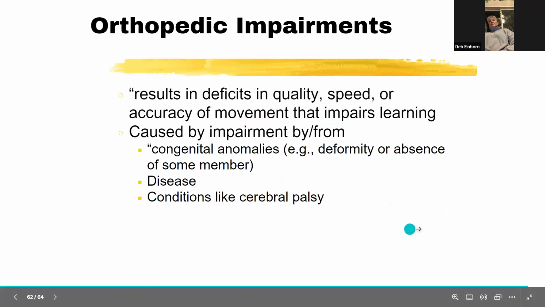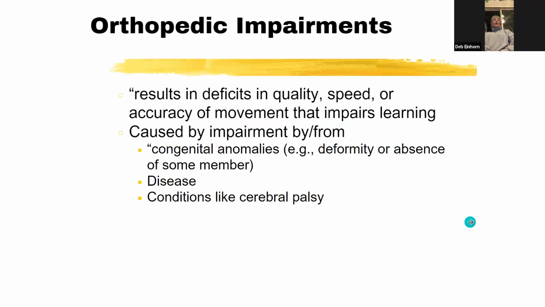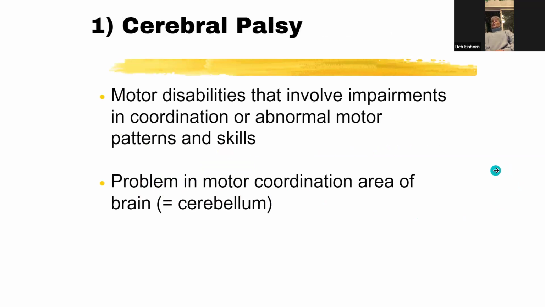So orthopedic impairments. I said that other health impaired was the last category, but we still have orthopedic impairments. That's physical disabilities. So students that may require a wheelchair because of mobility issues. The orthopedic impairments result in deficits in quality, speed, or accuracy of movement that impairs learning. Could be from congenital anomalies like birth defects, or it could be from disease, or it could be from conditions like cerebral palsy that affect their muscles or their stamina or their movement.